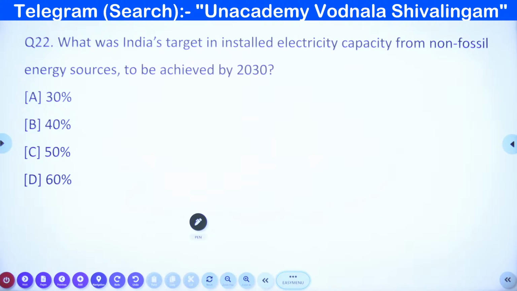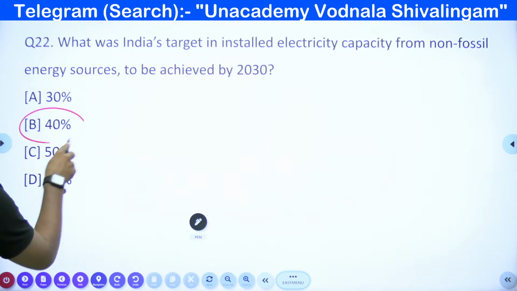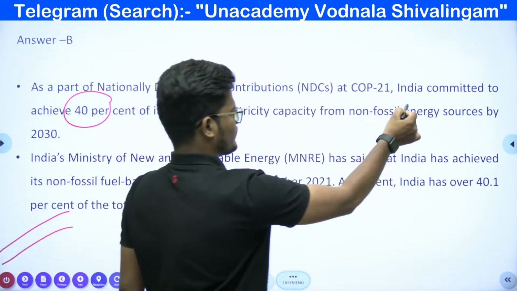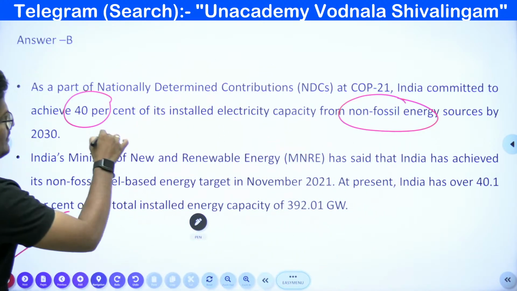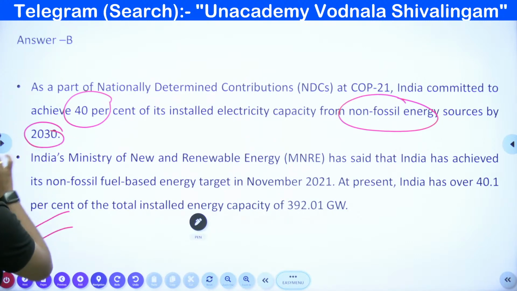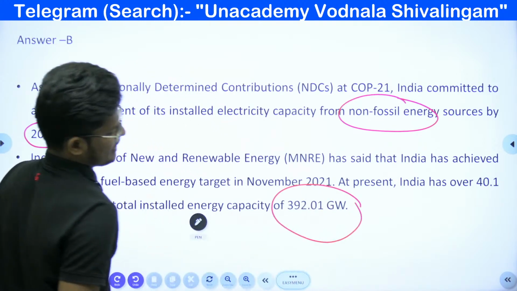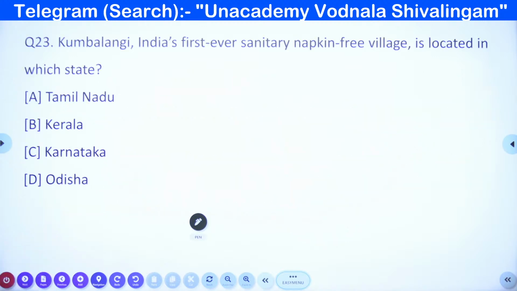What is the India target to install the electricity capacity from non-fossil fuel energy resources to be achieved by 2030? B is the correct answer, which is 40% from the non-fossil fuel installed capacity. As part of the nationally determined contribution at COP21, India committed to achieve 40% of its installed electricity capacity from non-fossil energy sources. So from the non-fossil sources, we need to produce almost 40% of the installed capacity by 2030 itself. At present, India has covered 40.1% of the total installed energy. That is 392 gigawatts, equal to 40.1%, as per the report.